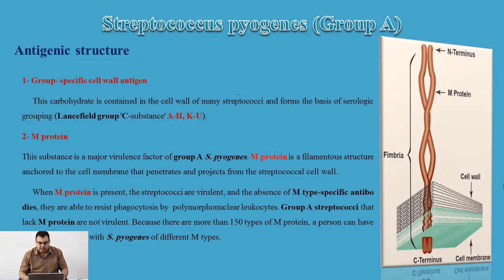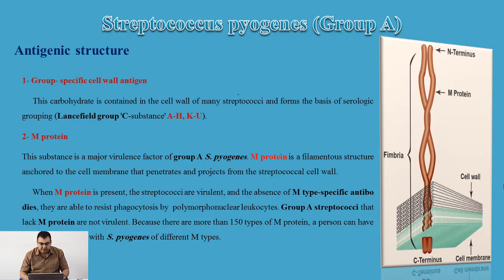Antigenic structure includes, number one, group-specific wall antigen. This carbohydrate is contained in the cell wall of many streptococci and forms the basis of serologic grouping, the Lancefield groups, with C substances from A to H and K to U.